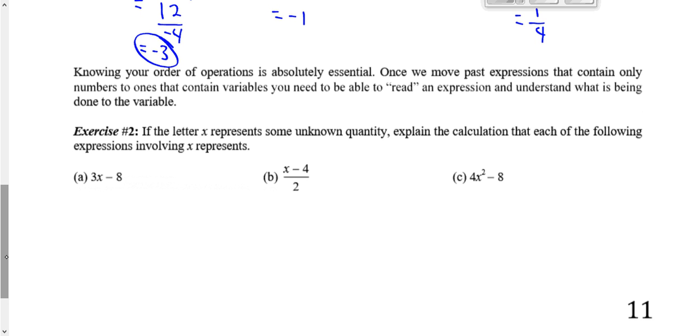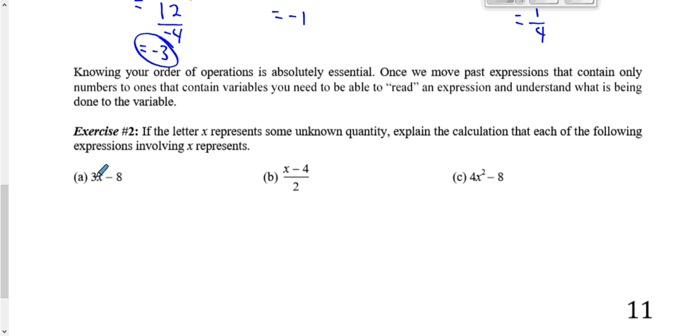Now they just want us to describe what's going on here in words. So they got X's in these expressions. So we got letter X. Explain the calculation for each of the following. So in part A, 3x minus 8. For doing stuff to X here, what's the first thing that gets done to X? No, we're not solving. We're just describing, like, if you were to plug something in for X, what would you do first? Like, what operations?